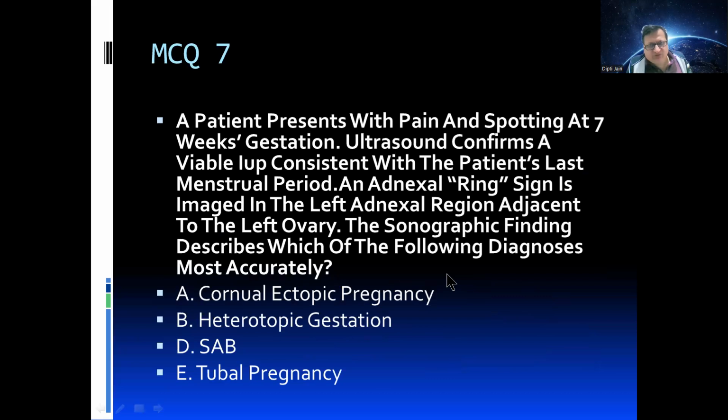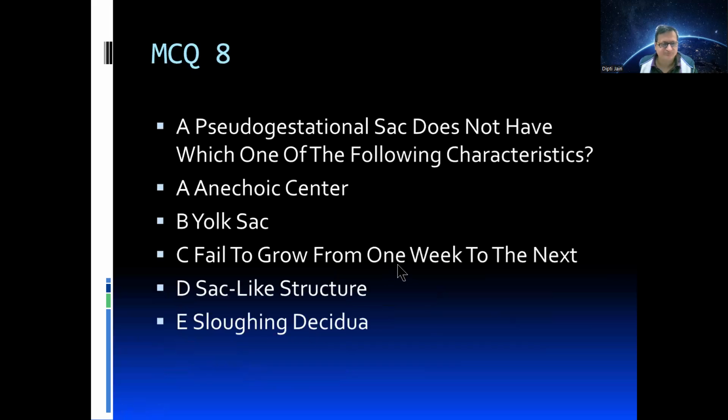A patient presents with pain and spotting at 7-week gestation. Ultrasound confirmed a viable IUP consistent with the patient's last menstrual period. An adnexal ring sign is imaged in the left adnexal region adjacent to the left ovary. Which of the following diagnoses does the sonography finding describe most accurately? Here you can see a 7-week gestation in the intrauterine location, as well as an adnexal ring sign. So this is a case of heterotopic gestation.